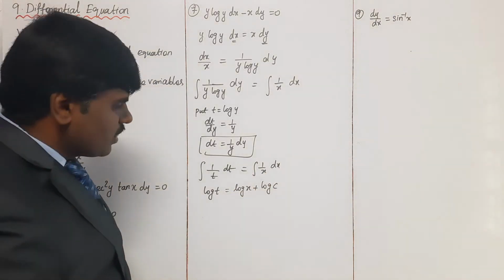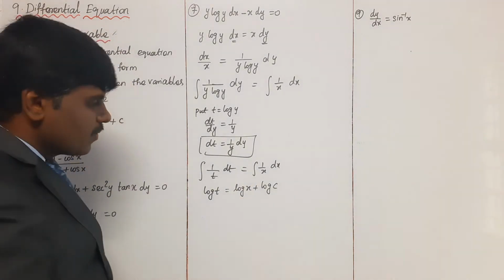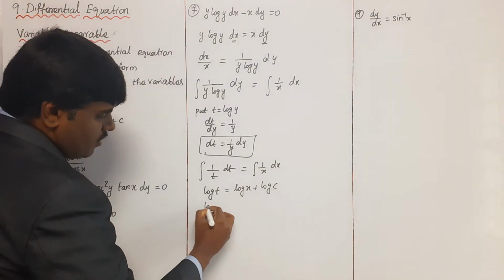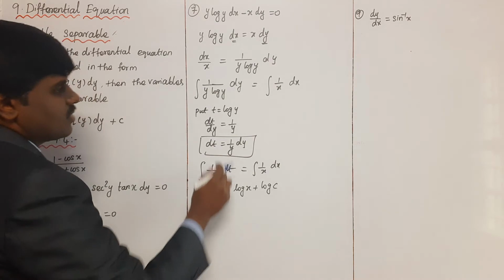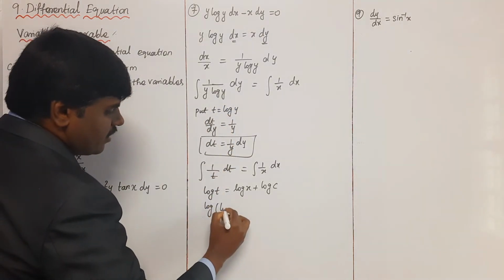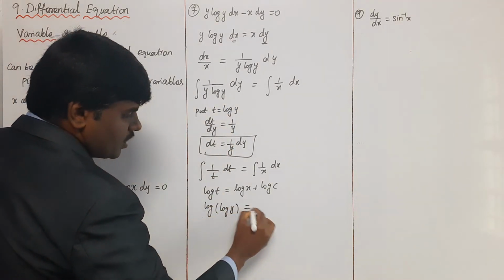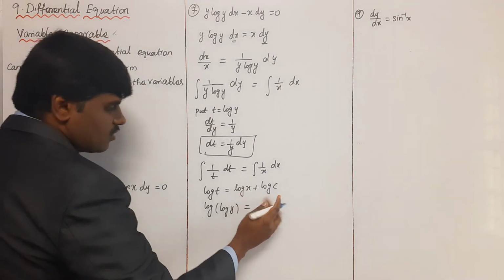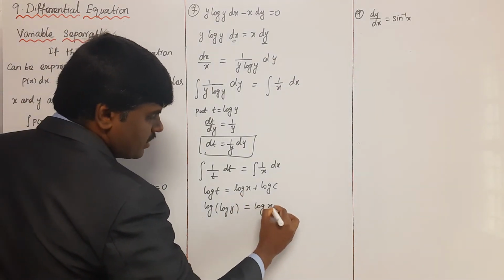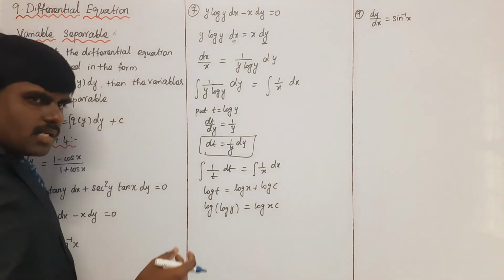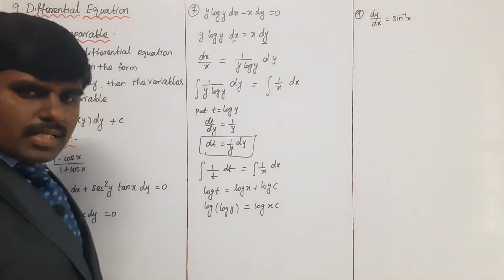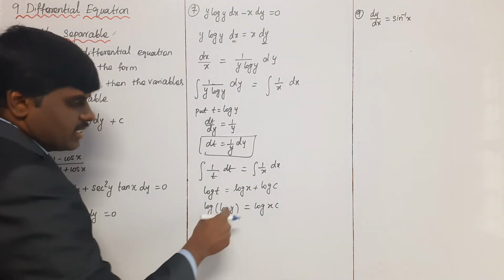Both sides are logarithmic. Now log of t, and t is equal to log y, so again I introduce log y. It is equal to the logarithmic addition: log of x plus log c, that is log of xc. The addition rule, log a plus log b is equal to log of ab. Is that clear?